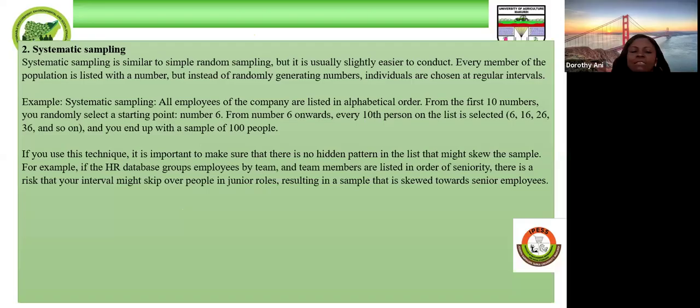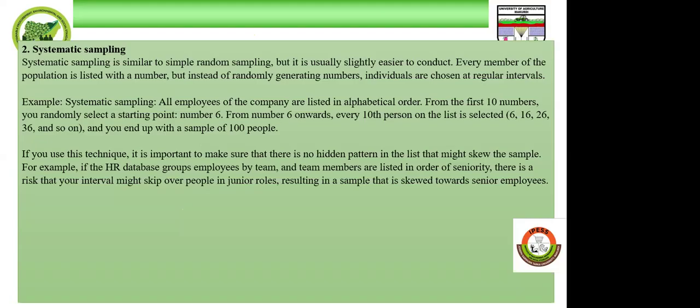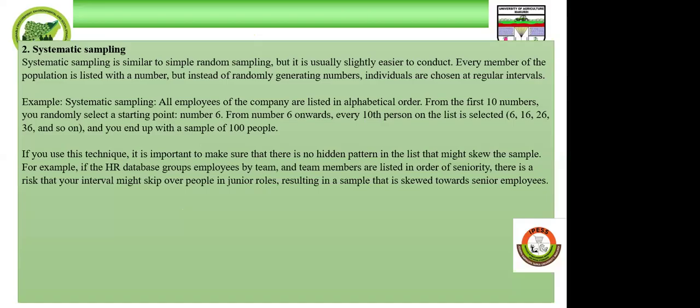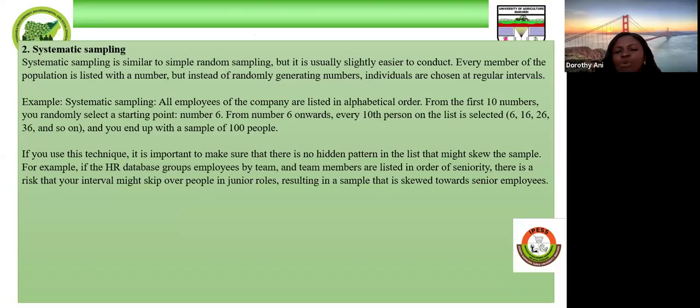So that means you randomly choose number 6. Then you go in multiples of 10, so the 16th person will be selected, the 26th person will be selected, the 36th person will be selected, and so on, 46, 56, in that order, until you get to the sample size that you needed. Is that okay? If you use this technique, it's important to make sure that there is no hidden pattern in the list that might skew the sample.